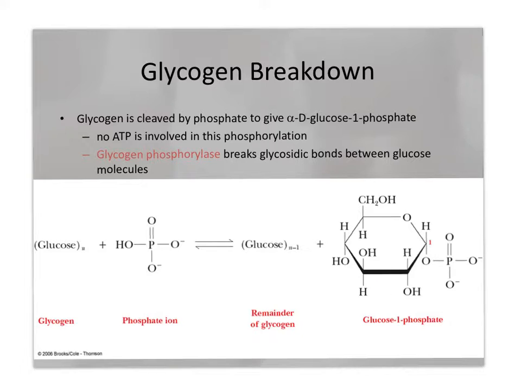This is the way they sometimes write it. This means it's a repeating monomer to the nth number in a row. It takes a phosphate, which acts as a nucleophile, which breaks it apart. Now we have N-1 monomers in a row, and we have a glucose 1-phosphate. So that's glycogen phosphorylase.